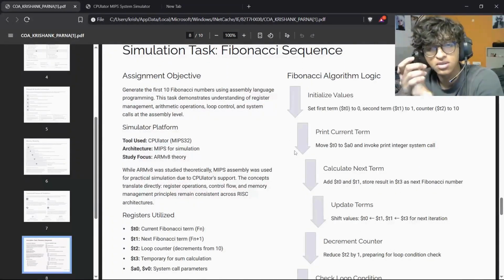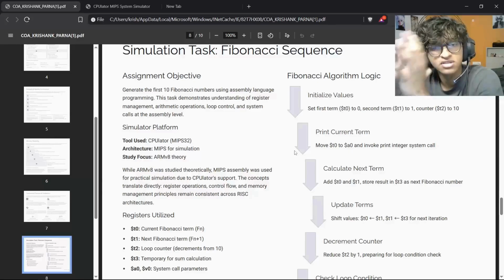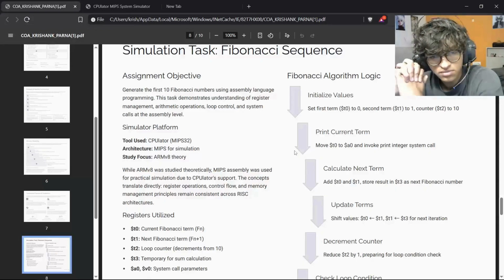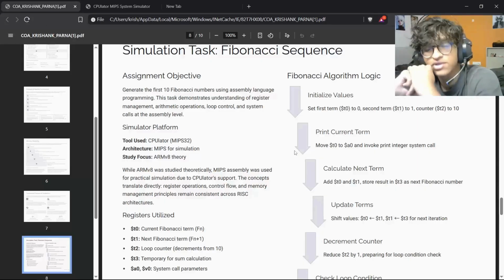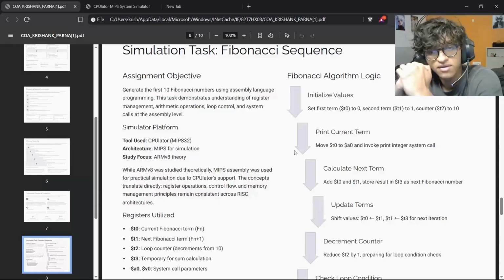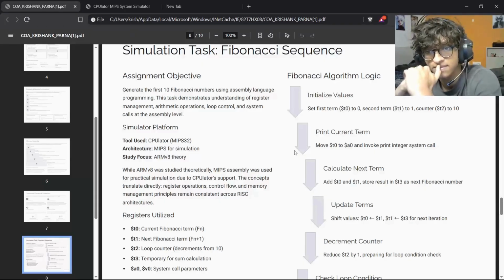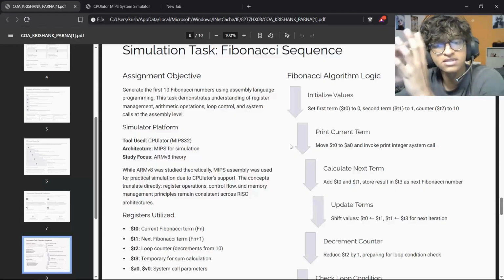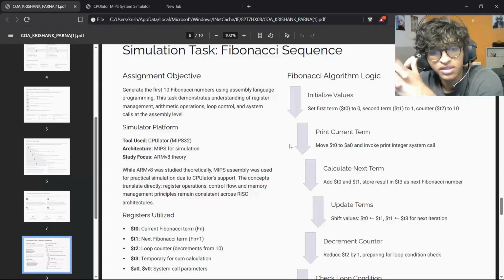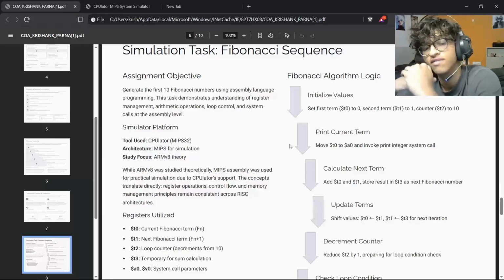Then comes the simulation of the Fibonacci sequence. We have to generate the first 10 Fibonacci numbers using assembly language code. I used the MIPS simulator. While ARM was studied theoretically, MIPS assembly was used for practical simulation due to its simulator support. The concepts translate directly: register operations, control flow, and memory management principles remain consistent across RISC architectures. The registers utilized are $t0, $t1, $t2, $t3, and $a0 and $v0.